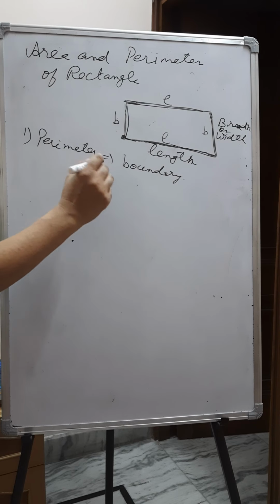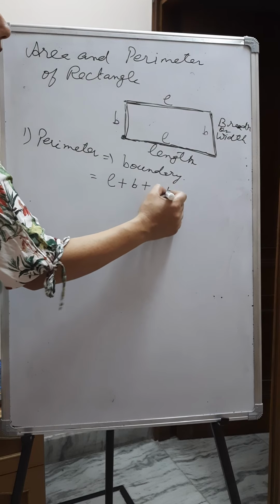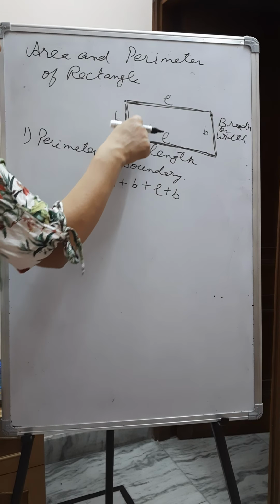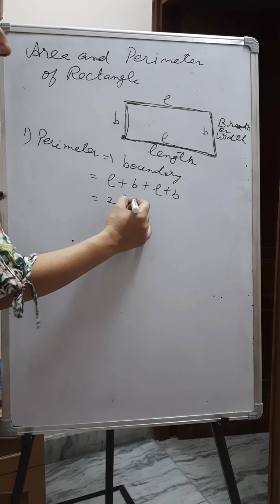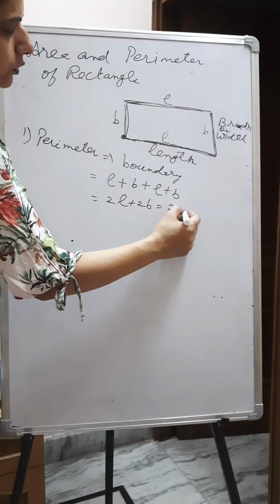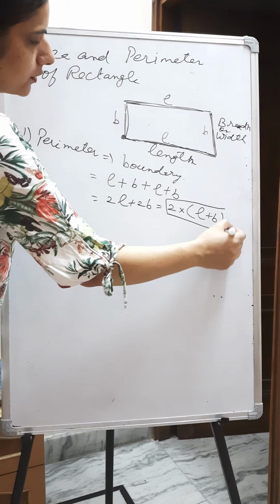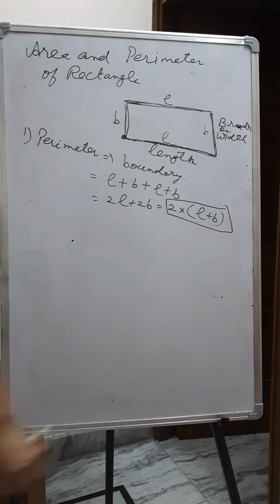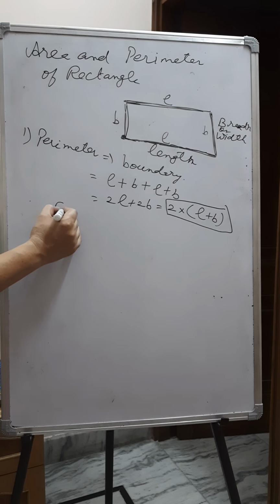How much distance has he covered? Length, breadth, length, breadth. It is 2L plus 2B, 2 into L plus B. This is the formula you have studied in your previous classes, that perimeter of rectangle is 2 into L plus B.